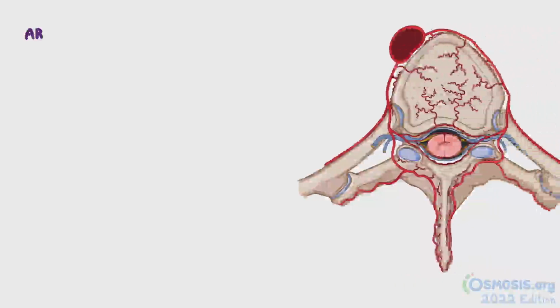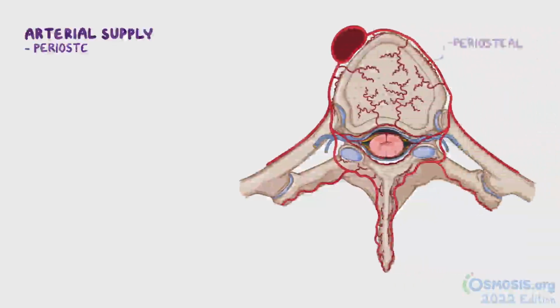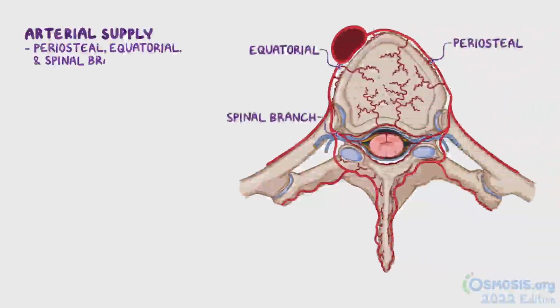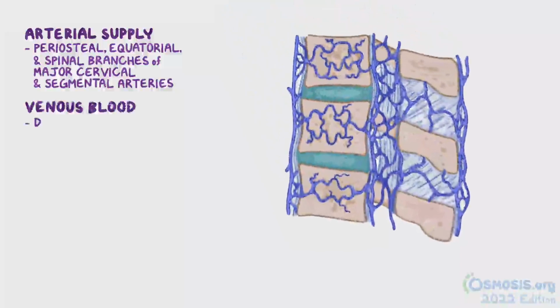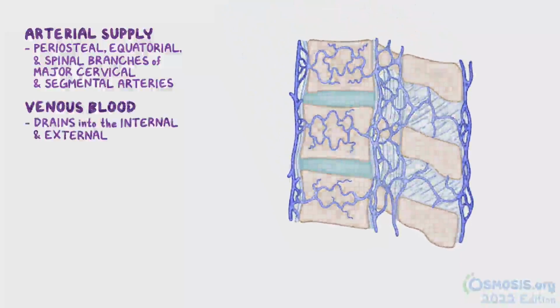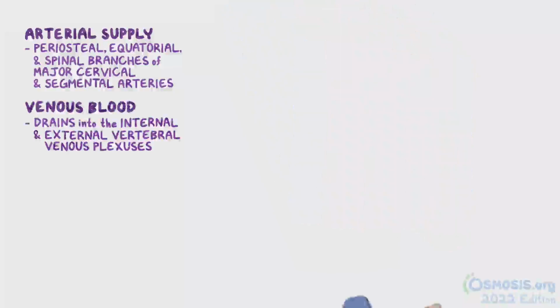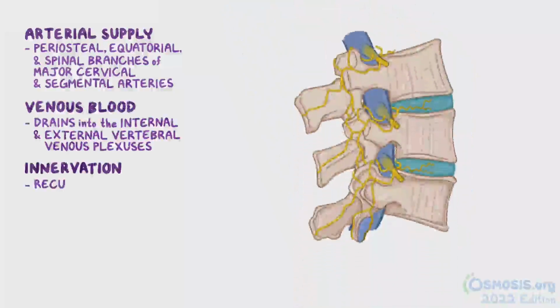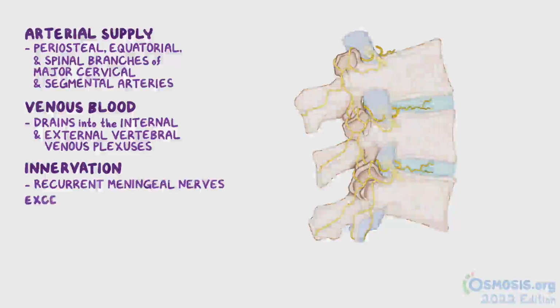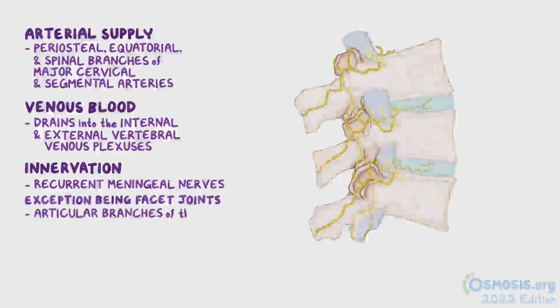Alright, as a quick recap. The vertebral column's arterial supply comes from periosteal, equatorial, and spinal branches of the major cervical and segmental arteries. Venous blood drains into the internal and external vertebral venous plexuses. The majority of the vertebral column is innervated by the recurrent meningeal nerves, with the exception of the facet joints, which are innervated by the articular branches of the medial branches of the posterior rami of spinal nerves.